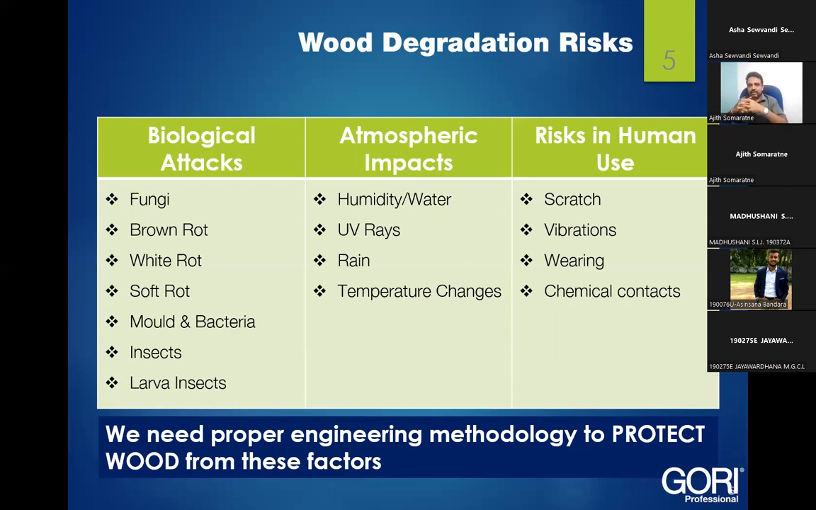Here the first one is biological attacks. I think you may have seen places where insects attack the wood and the whole wood inside is damaged by them, so the structural strength is not there. Likewise, there may be visible or non-visible biological attacks. Maybe insects, maybe fungi, rots, mold, bacteria. Likewise, any living creatures, right, which attack wood. We consider this category as biological attacks.